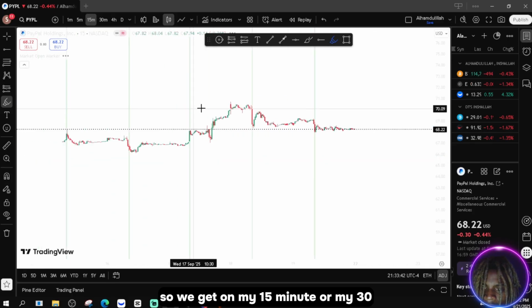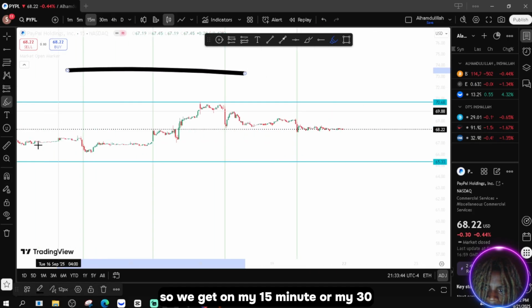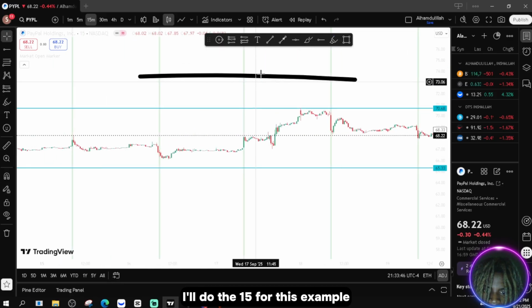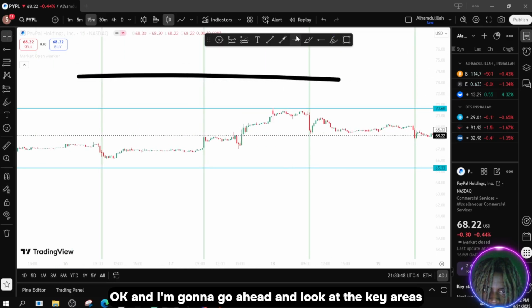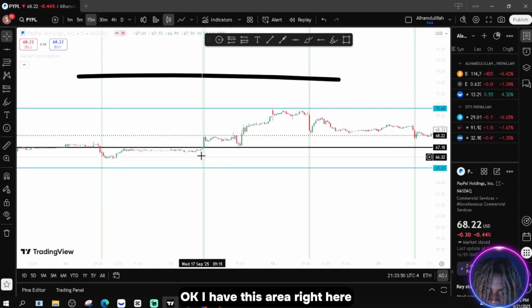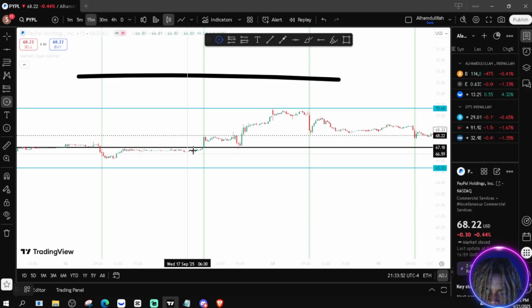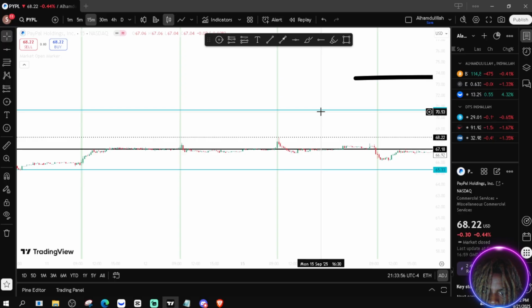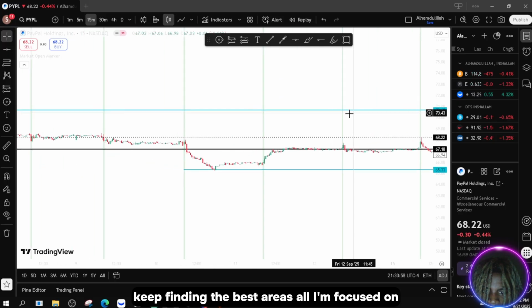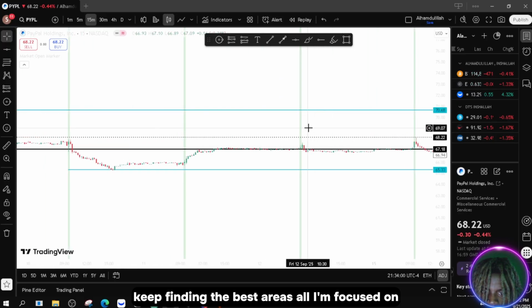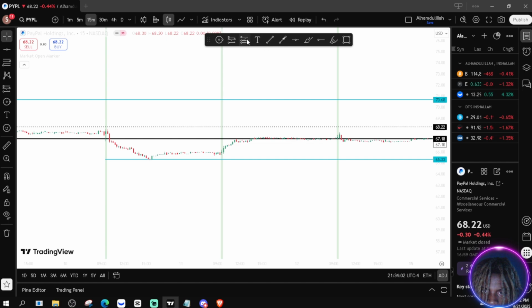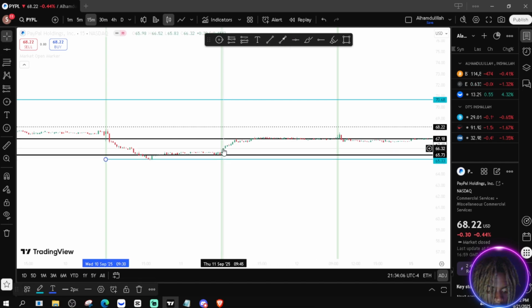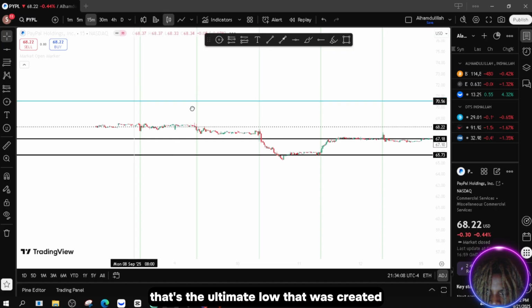So let me get on my 15-minute or my 30. I'll do the 15 for this example. And I'm going to look at the key areas. I have this area right here. 930 is clean. Keep finding the best areas, all I'm focused on. Right here, that's the ultimate low that was created.